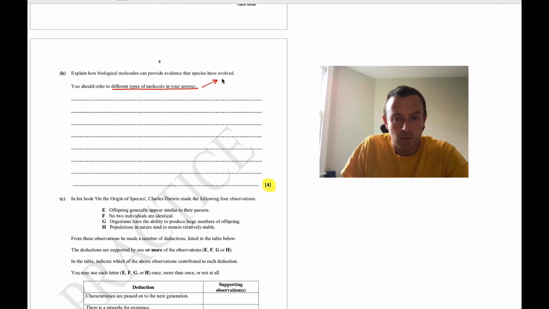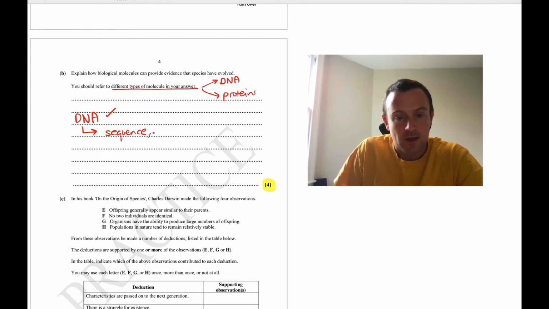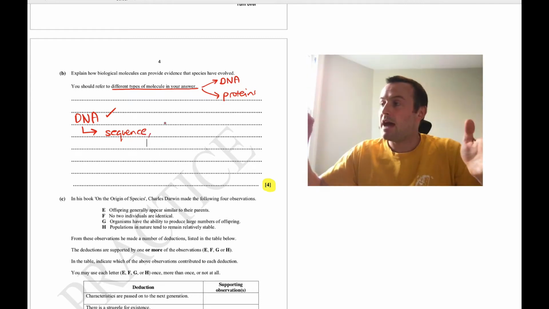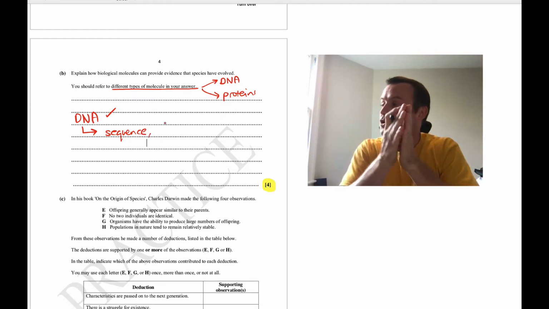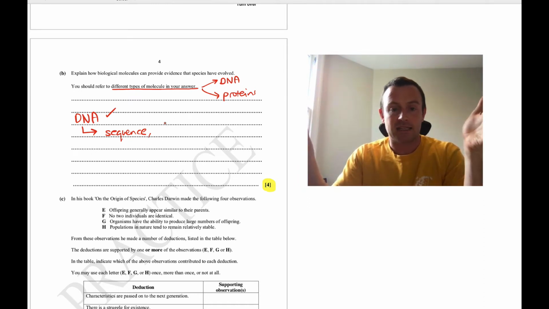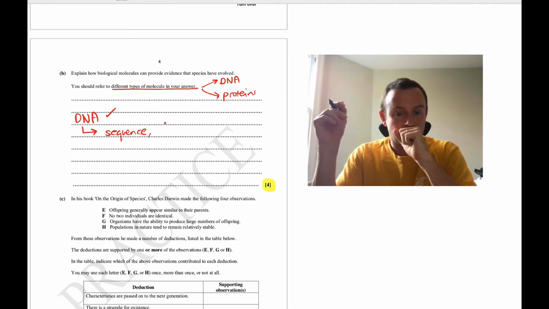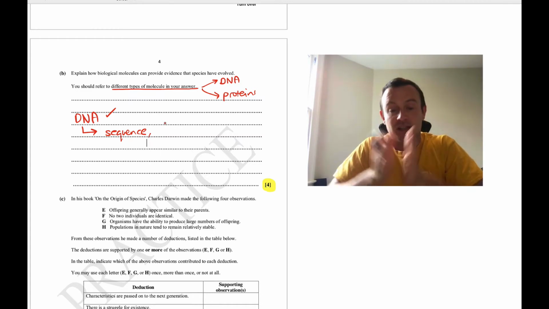Well, I think most people are aware that we can use DNA. Is there another type of molecule that we can use? Yep, we can also use proteins. Okay, so here are the marks. DNA is worth a mark. And then how do we use DNA? Well, we have to sequence it. And you really have to say that we compare the sequences, and the degree of difference indicates the degree of time since the organisms have shared a common ancestor.